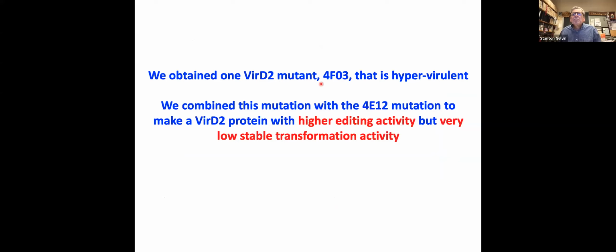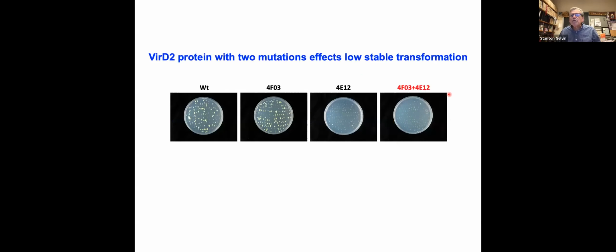So in the process of doing these analyses, we found a mutation, which we call 4FO3, that's actually hypervirulent. It makes more tumors than normal. So we thought, oh, this is interesting. Maybe we could take the mutation from this one, combine it with the mutations we had before that didn't integrate, and we could increase our transient transformation but still keep our stable transformation at 0. And this is exactly what we have.